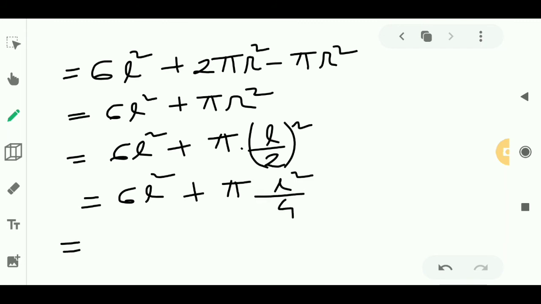So I am going to take common now. 1 by 4 L square taken common. So here 6 is there, and 4 sixes are 24. So here 24 will be there: 24 plus, here L square 1 by 4 taken, so pi will be there. So this one will be our answer.